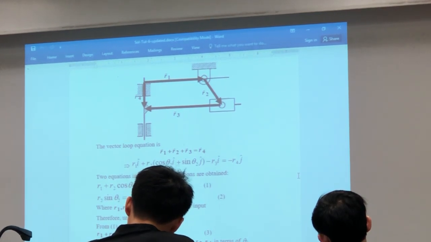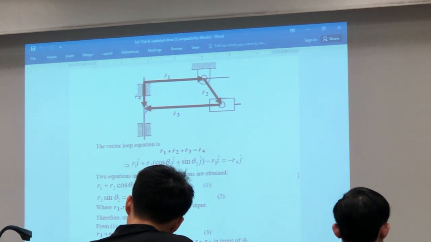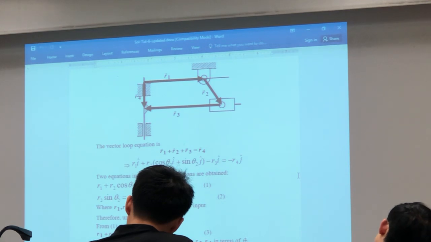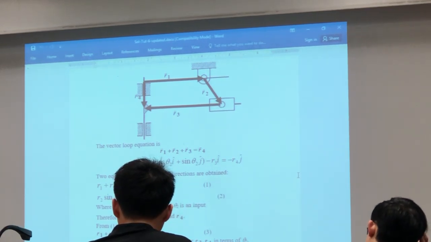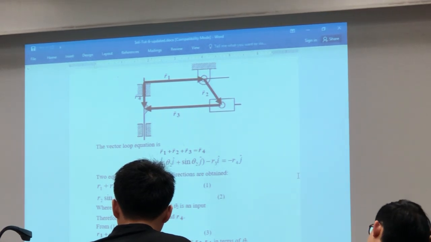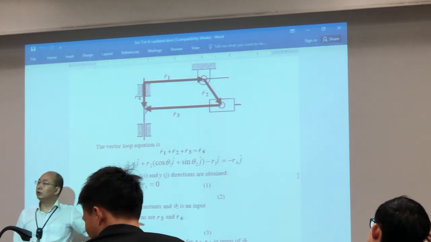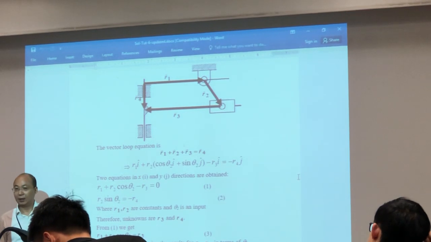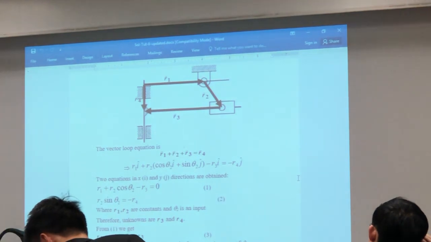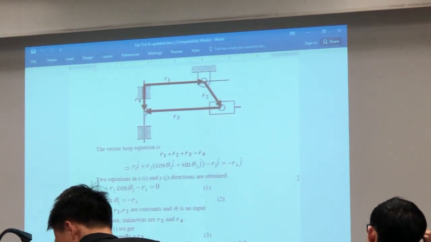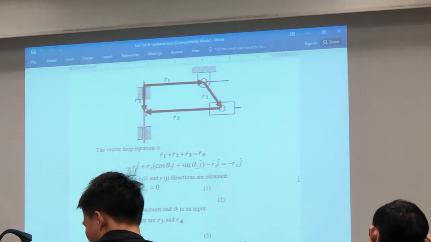Sometimes you have a very complex mechanism, maybe six links. If you use only one vector loop, it's not sufficient. You may need two vector loops to represent the whole mechanism. If you have two vector loops, never mind, just draw two vector loops. Each vector loop gives you one equation. So for one vector equation, how many scalar equations can you have? X and Y, two scalar equations. So if you have two vector equations, then you will have four scalar equations, and then you can solve for four unknowns.